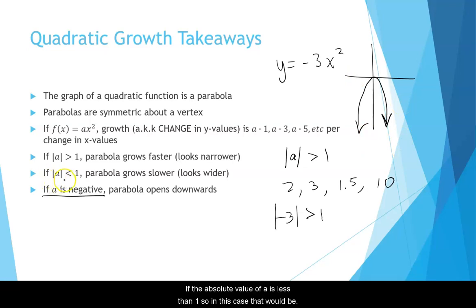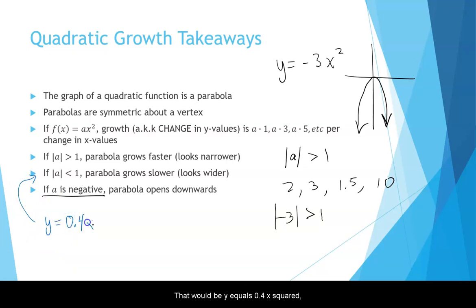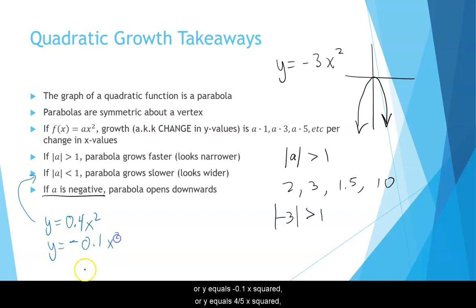If the absolute value of a is less than 1, so in this case that would be y equals 0.4x squared, or y equals -0.1x squared, or y equals 4/5 x squared, all of these parabolas are going to appear wider than the parent function. I have to be careful here because all of this is about the growth. It looks wider because it's growing slower. And that is everything. Thank you.